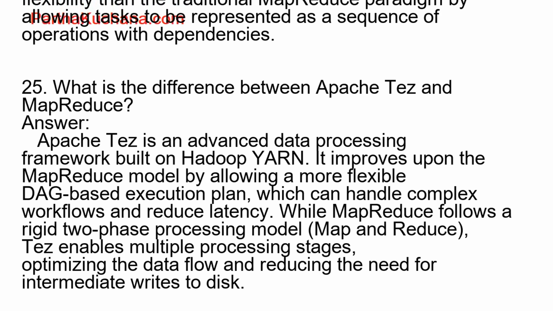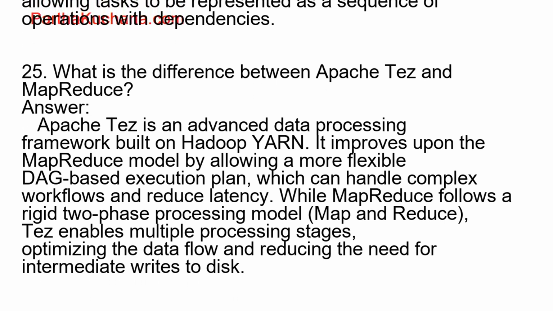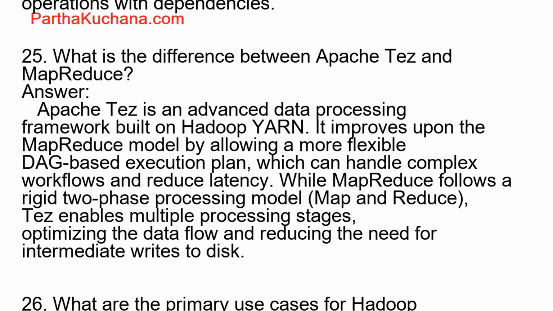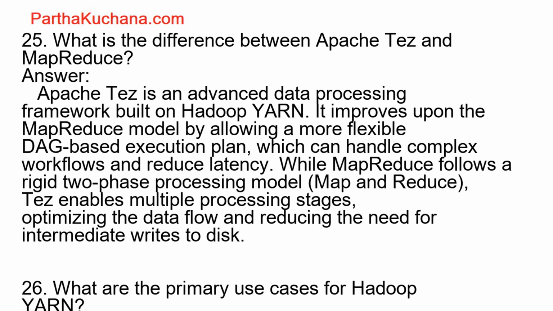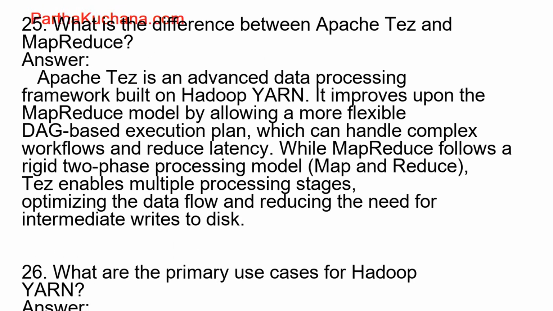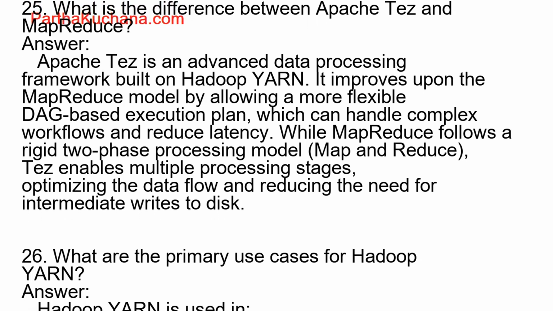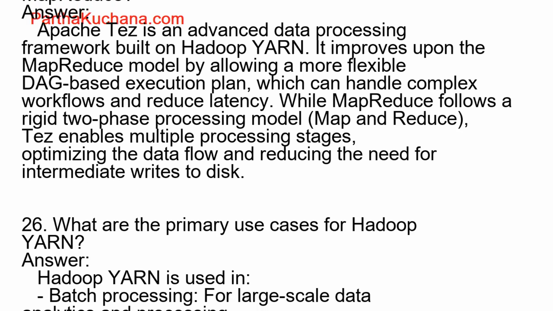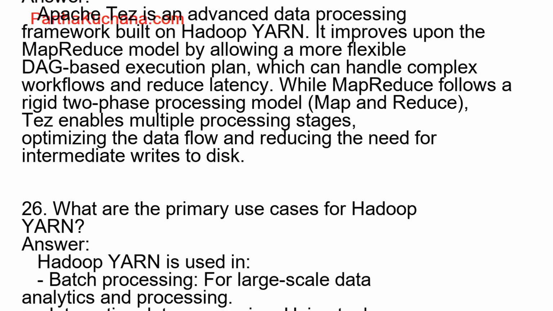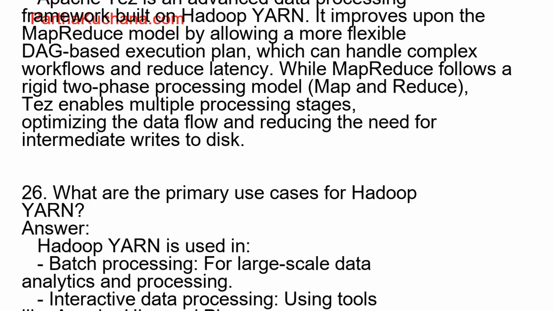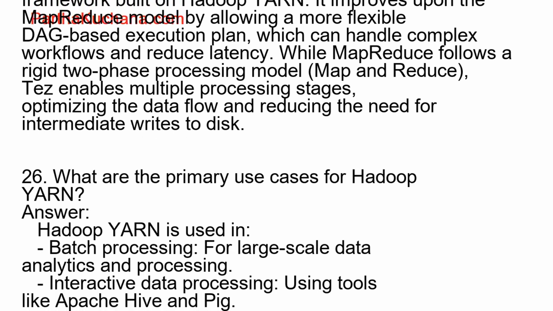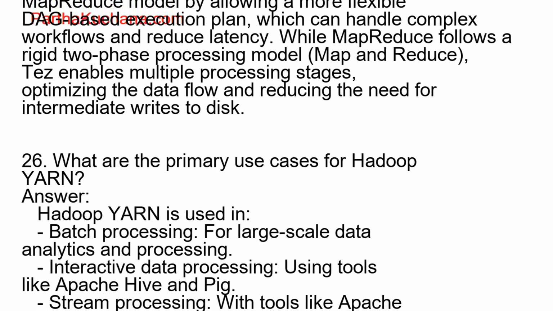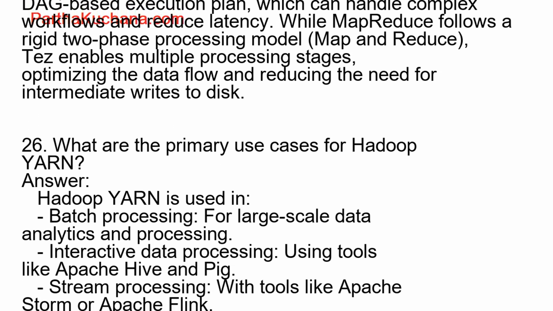27. What is Hadoop streaming and how can it be used? Answer: Hadoop streaming is a utility that allows users to create and run MapReduce jobs with any executable or script as the mapper or reducer. It enables the use of non-Java languages like Python, Ruby, or Perl for MapReduce tasks. Users can specify the script or program in the job configuration, and Hadoop handles the execution.